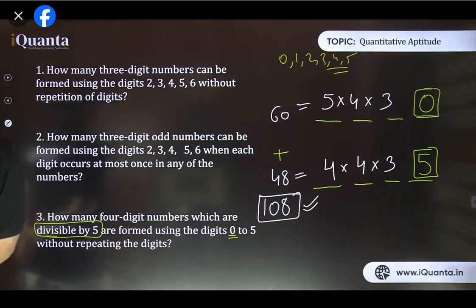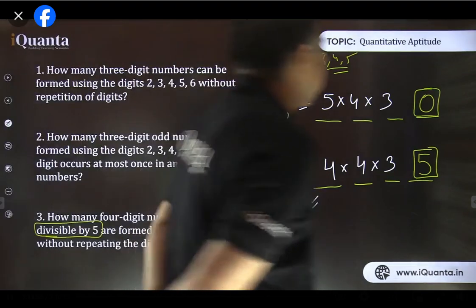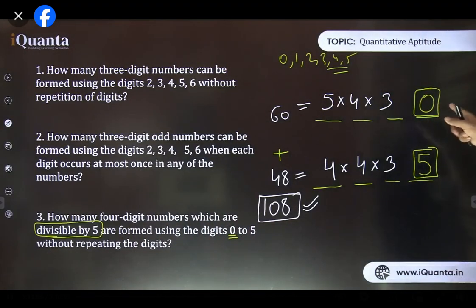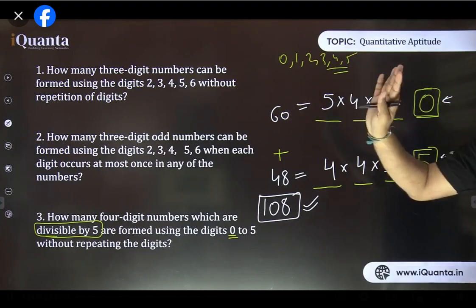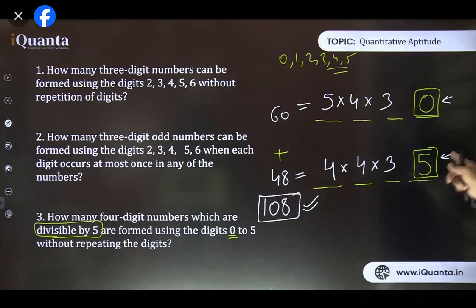Now Nishit is asking, can we do something combined in this? No. Diksha says, sir, please repeat the last part. Diksha ji, I have made 2 cases: one's place digit is 0 or one's place digit is 5. If one's place digit is 0, then the other digits remaining are non-zero. Directly we can say 5, 4, 3, that's it. Finished.